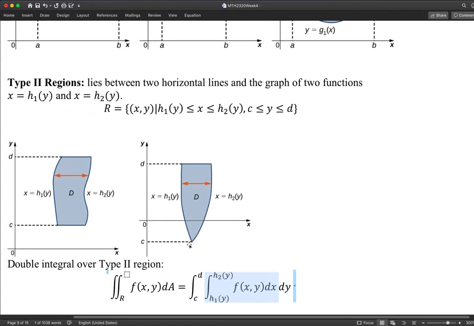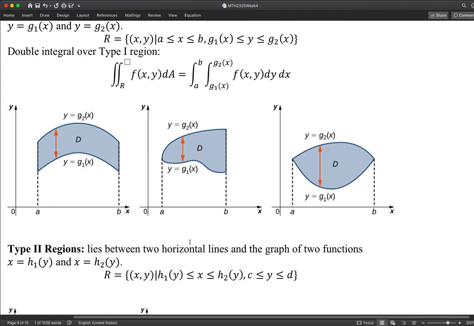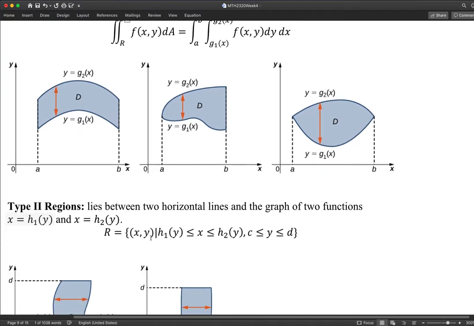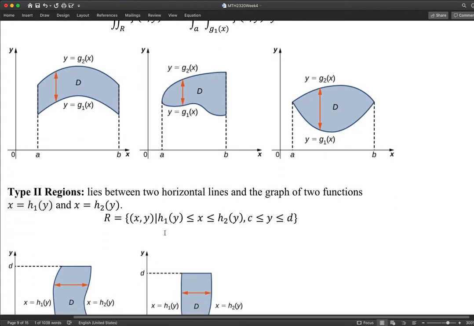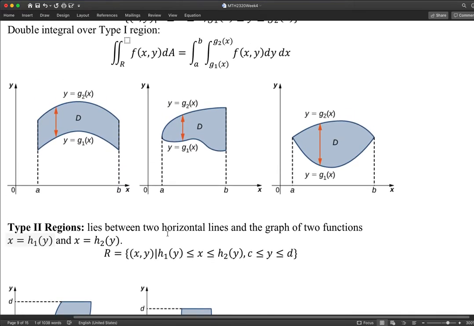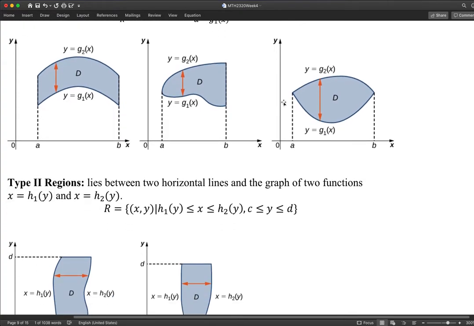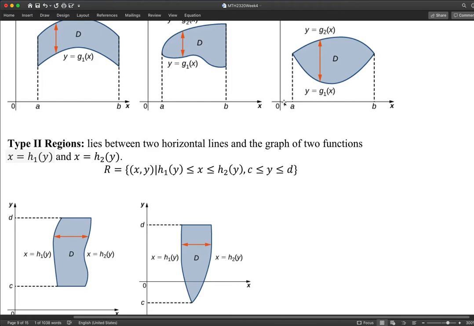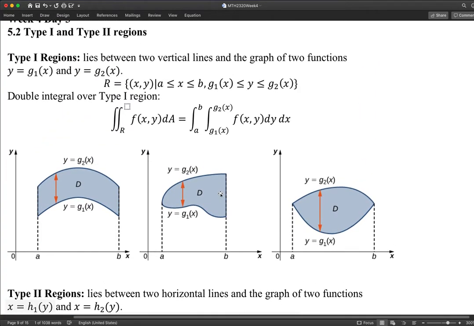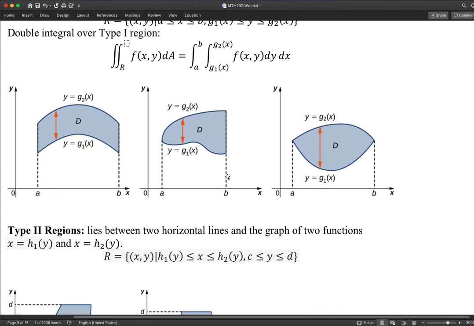So this is in general how we consider type 1, type 2. And also, I did give the result. When you have a type 1 region, the double integral should be evaluated using y first, integrated in terms of y first, then x. And then accordingly, for a type 2 region, it should be integrated in terms of x first, then y. Type 1, type 2 regions.